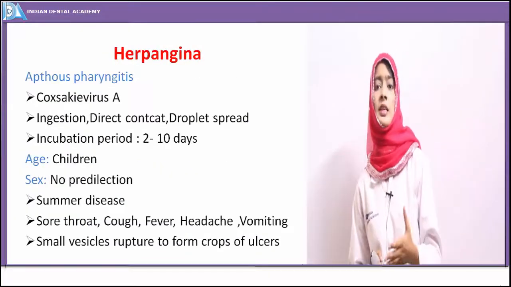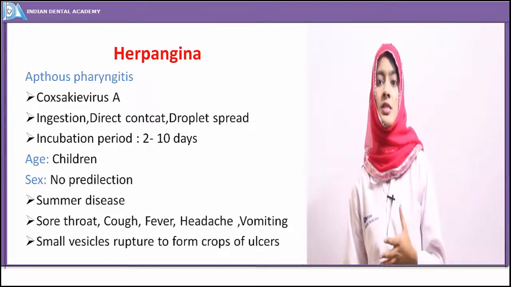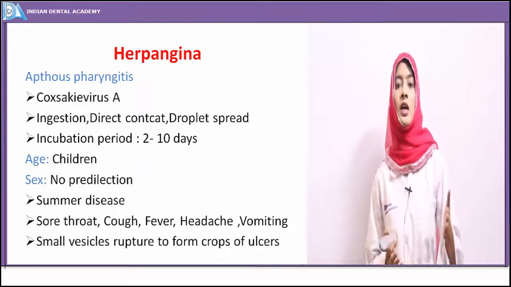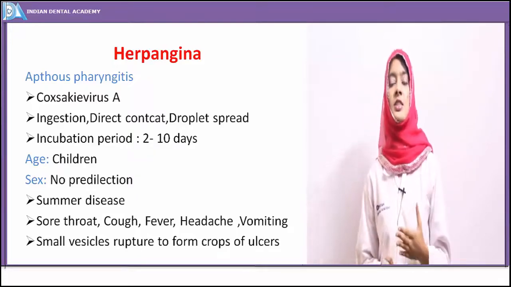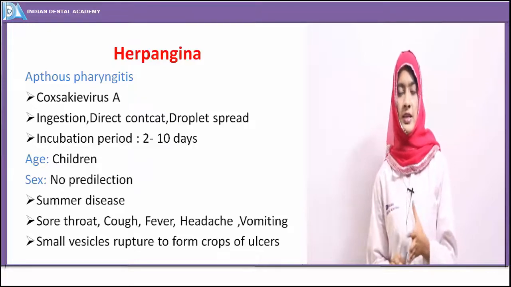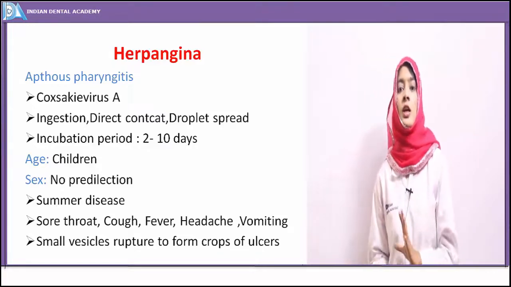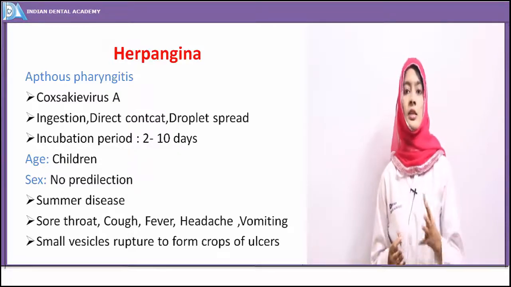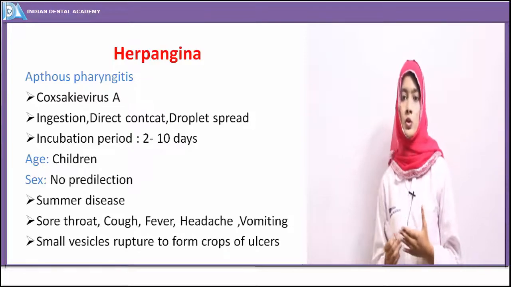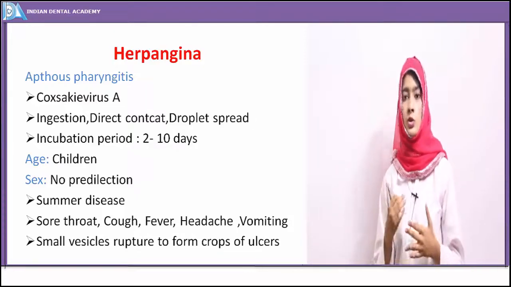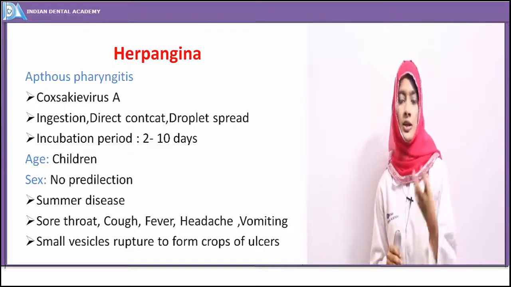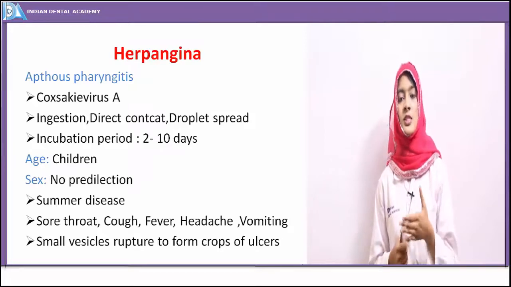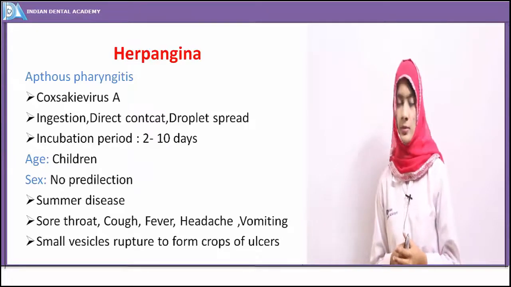The most commonly affected oral disease by the RNA virus Coxsackie virus is Herpangina. Herpangina is also known as aphthous pharyngitis. It's not caused by the herpes virus, so the name is a little bit confusing. Herpangina is caused by the Coxsackie virus. The incubation period is about 2 to 10 days, and infection occurs through droplet spread, salivary contamination, or direct contact with the saliva of affected persons.